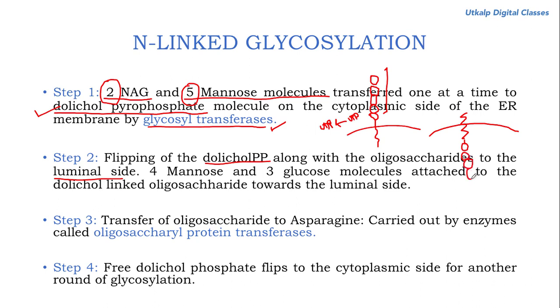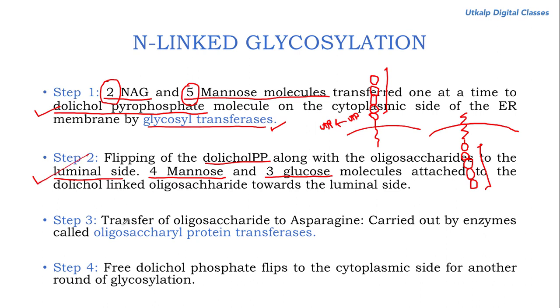Now in this step, after these 7 sugars were attached, another 7 sugars come and bind to these already bound 7 sugars. These are 4 mannose residues. Again, mannose comes as GTP mannose, and as soon as the mannose is attached to the oligosaccharide chain, GTP is hydrolyzed to GDP. 4 mannose and then 3 glucose molecules are attached to the dolicol linked oligosaccharide chain towards the luminal side. Now, this transfer is also carried out by glycosyl transferases.